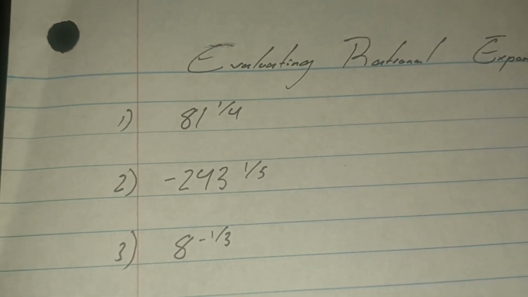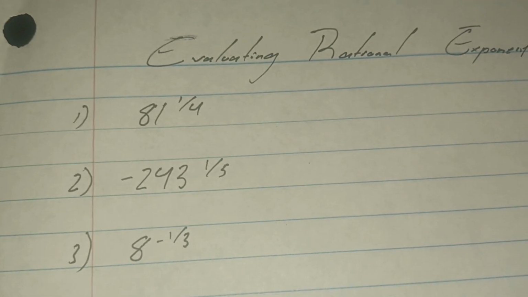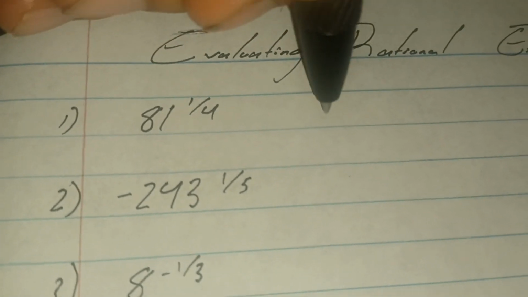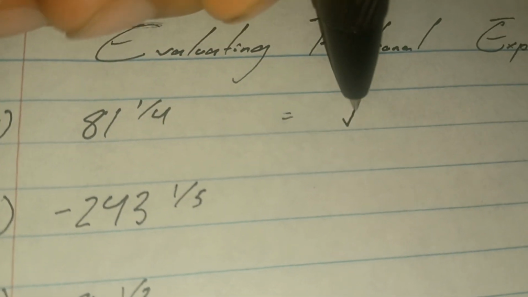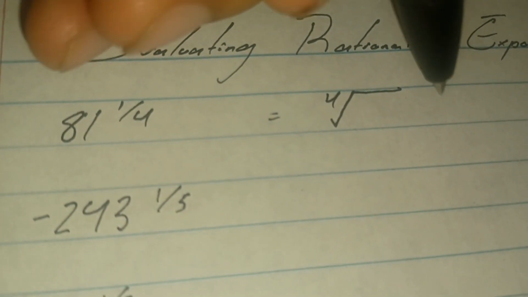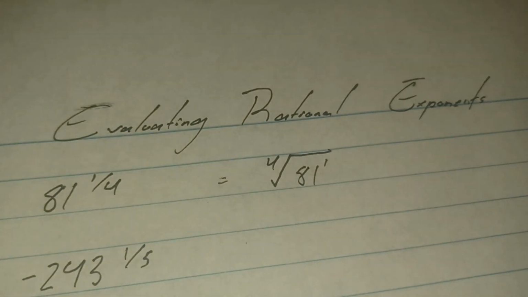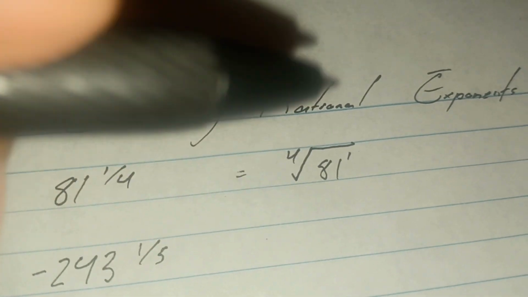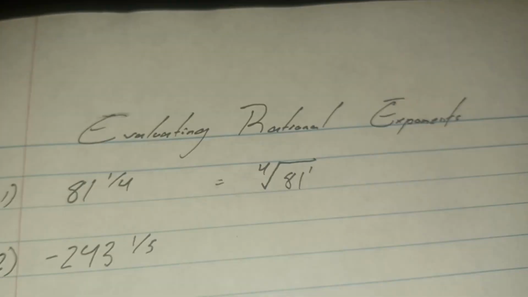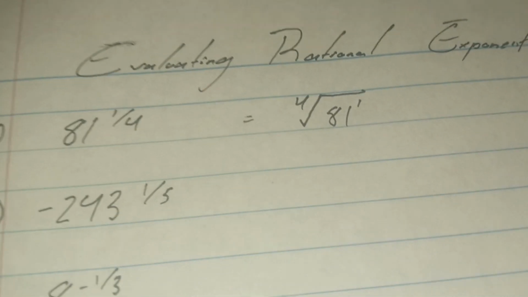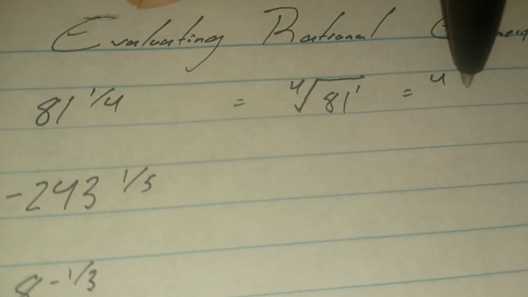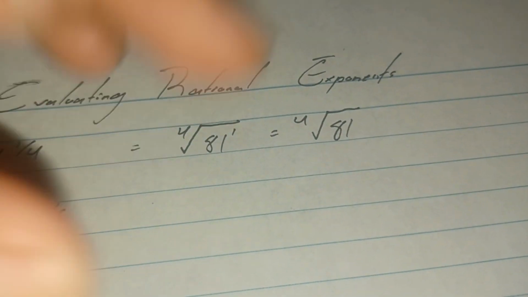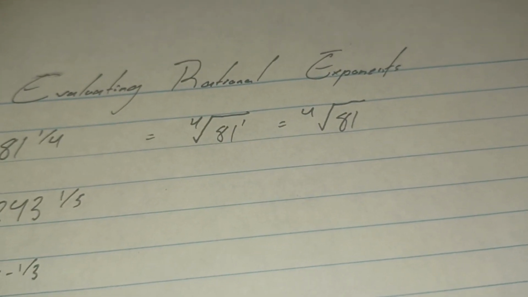81 raised to the 1/4 power. We can basically solve this one by rewriting it as the 4th root of 81 raised to the 1st power. The 4 goes on the outside of the root, and the 1 stays with the 81. So this is equal to the 4th root of 81. So taking the 1 away, because it's just a 1, it's equal to the 4th root of 81.